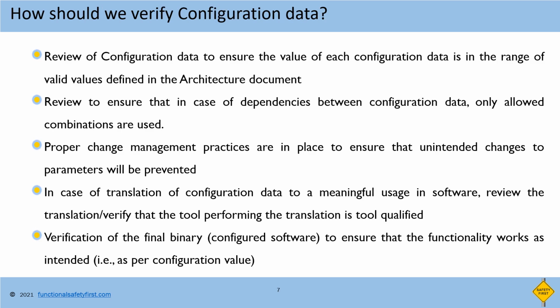How should we verify configuration data? There are broadly two important methods for verifying configuration data: review and testing. Review must ensure that the value of each configuration data is in the range of valid values defined in the architecture document. It must also verify that in case of dependencies between configuration data, only allowed combinations are used. Also, change management practices must be put in place to ensure that unintended changes to parameters will be prevented. In case of translation of a configuration data to a meaningful usage in software, review the translation and verify that the tool performing the translation is tool qualified.